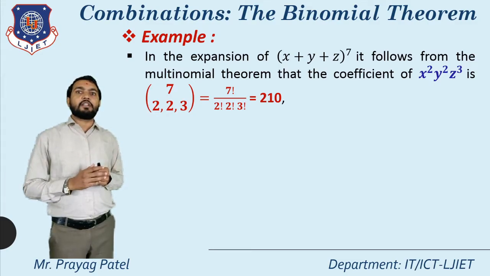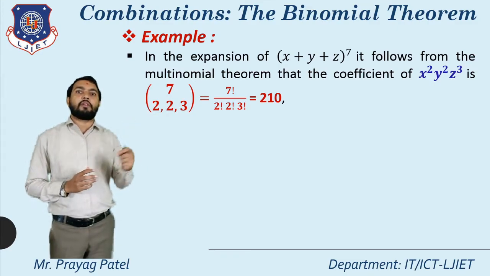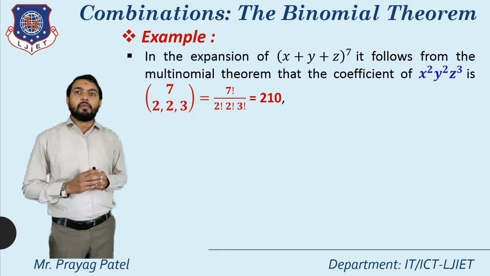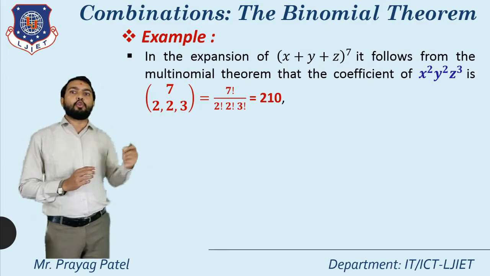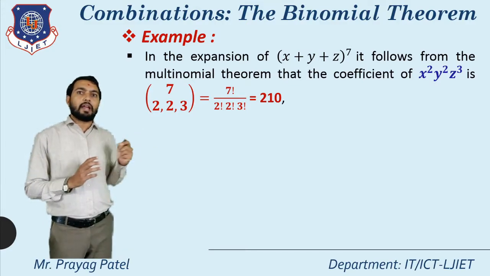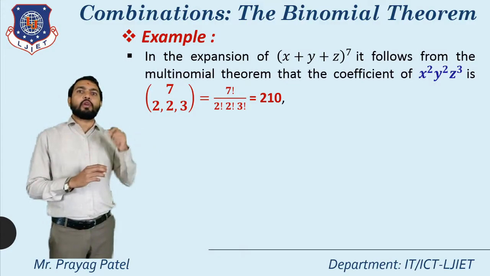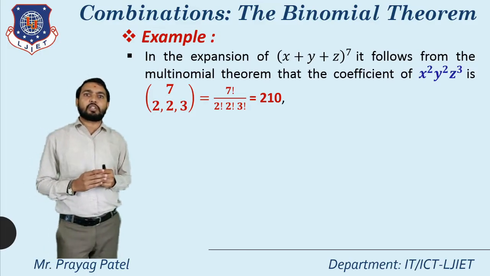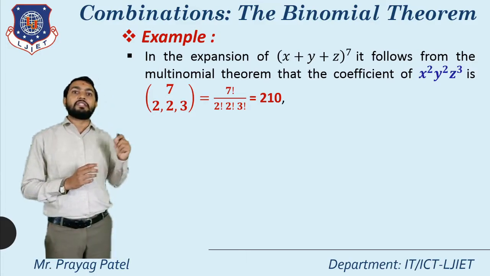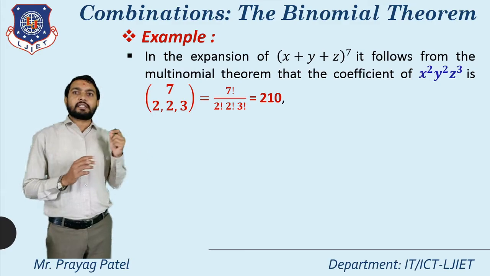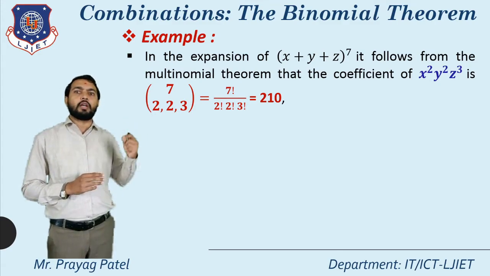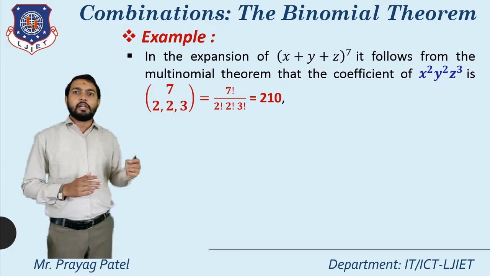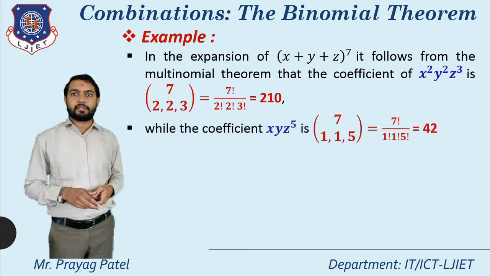Now, an example related to this. In the expansion of (x plus y plus z) raised to 7, we find the coefficient of x squared, y squared and z cubed. The total power of (x plus y plus z) is 7, divided among x squared, y squared and z cubed. So here we write 7C(2,2,3), that means 7 factorial divided by 2 factorial, 2 factorial, 3 factorial, which is equal to 210.